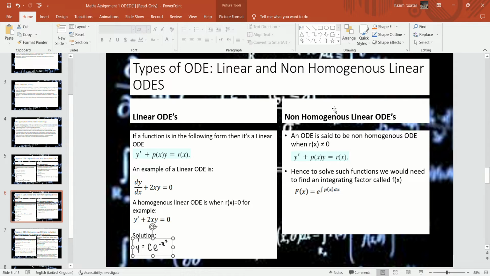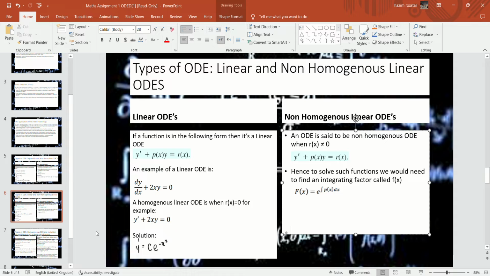An ODE is said to be non-homogeneous when Rx isn't equal to 0. For example, if there's 1 placed in place of Rx, it will be a non-homogeneous ODE. Hence, to solve such a function, we need to find an integrating factor called fx, which will be used to later multiply the entire equation.